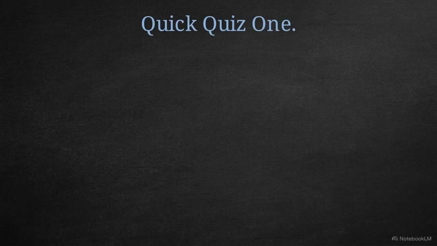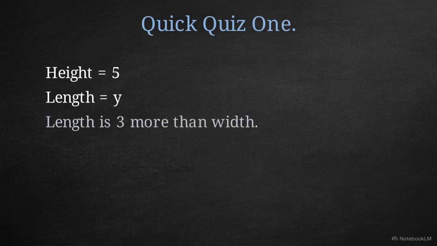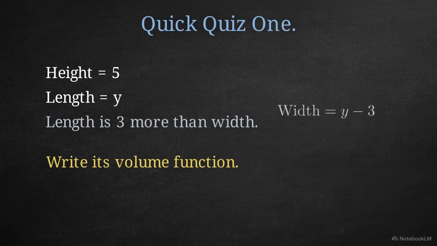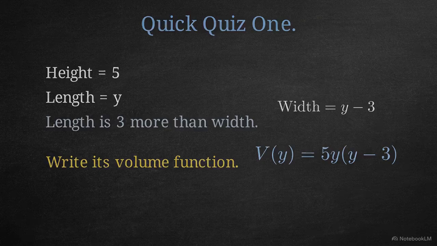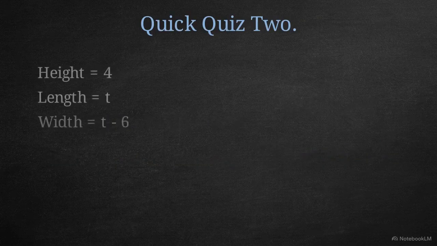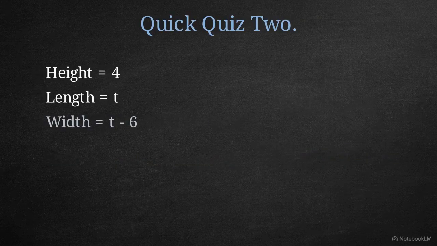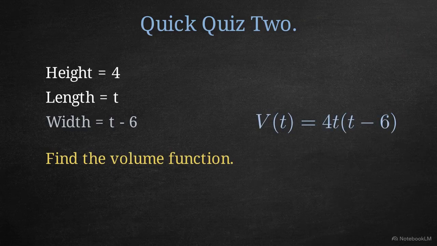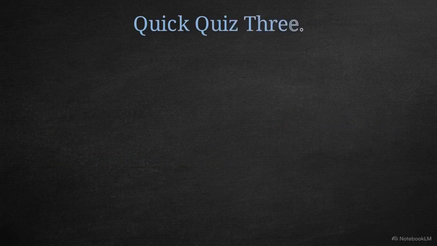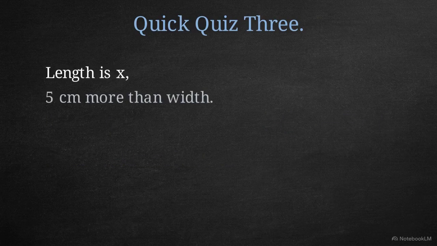Quick quiz 1. A prism has a height of 5, a length of y, and the length is 3 more than the width. Write its volume function. Since the width is y minus 3, the final function is V of y equals 5y times y minus 3. Quick quiz 2. If the height is 4, the length is t, and the width is t minus 6, find the volume function. We simply substitute our 3 dimensions to get V of t equals 4t times t minus 6.